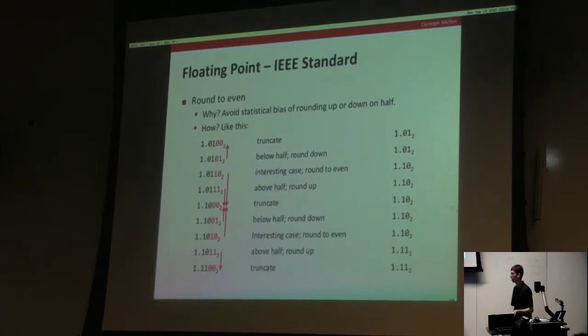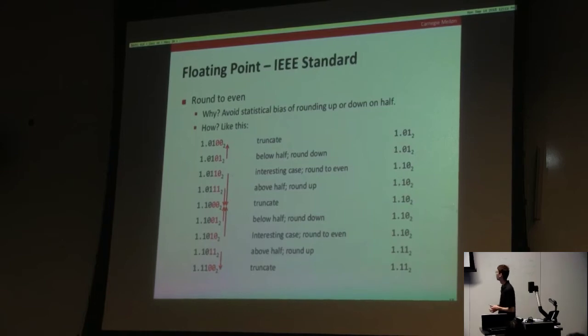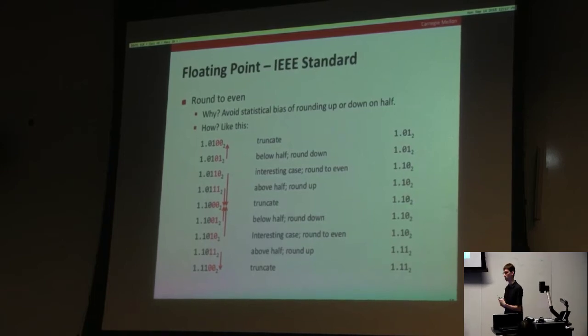So there's a more statistically sound way of rounding, and this is what floats use so that as we lose precision, we don't have that bias as much as possible. It's called round to even. When you have a number that you have to round, and it's halfway between two other numbers, you round to the one that's even.